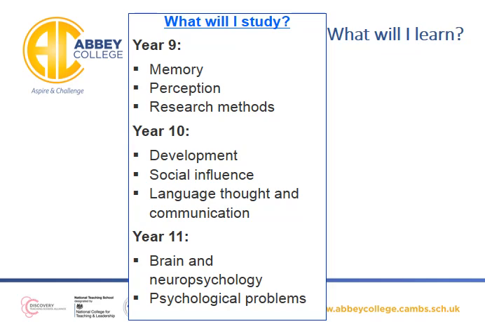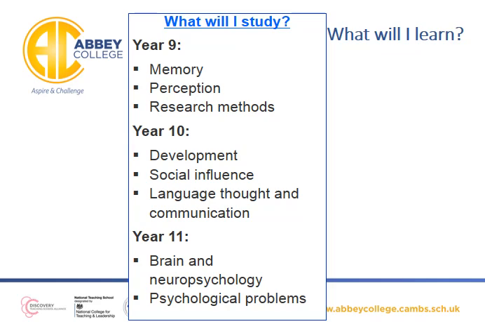In Year 10, we look at development, social influence and language, thought and communication. So development is how as humans we develop. Not necessarily physically, but more within our brains. So we look at when morality starts to develop. We look at empathy, when you can start to see things from other people's points of view.